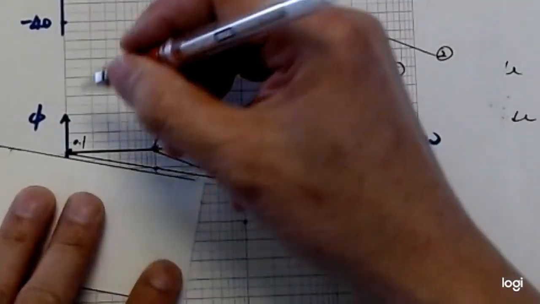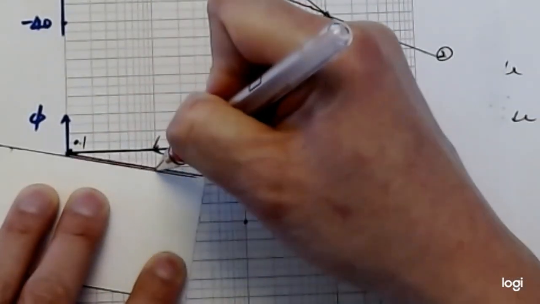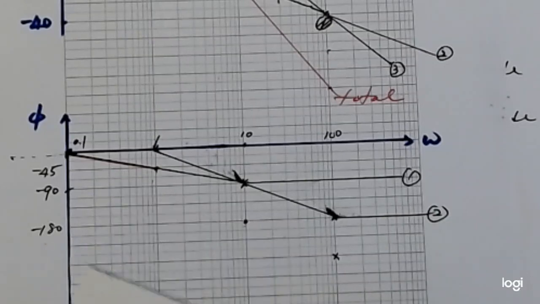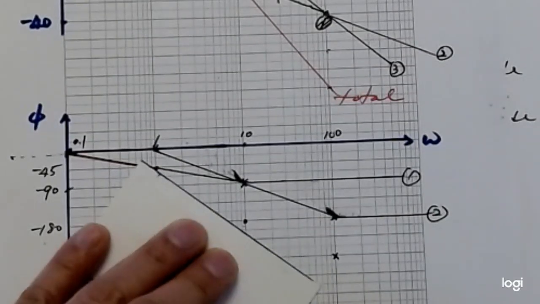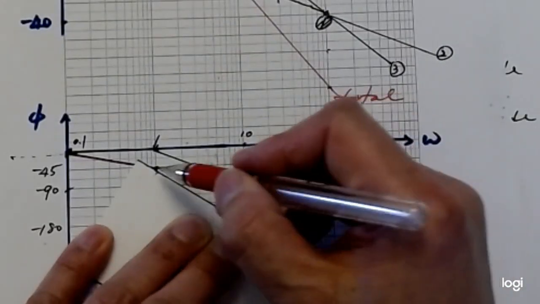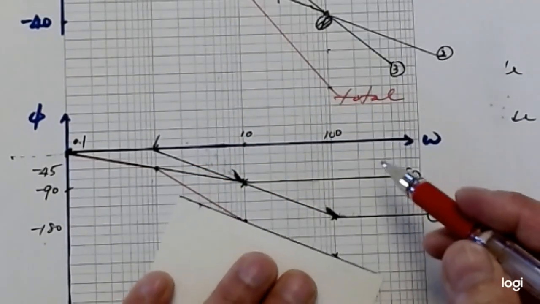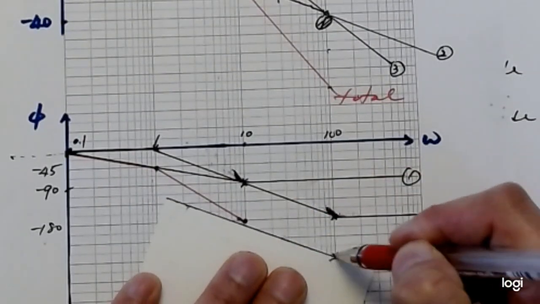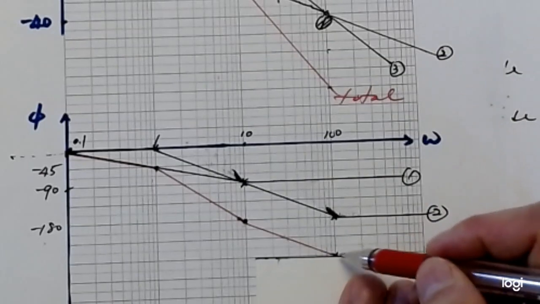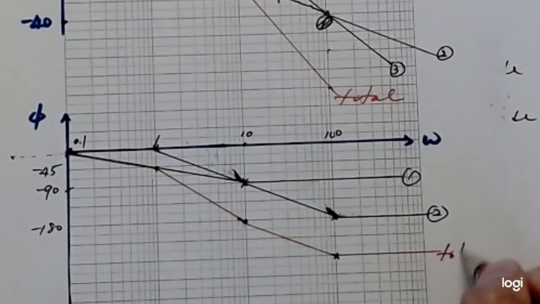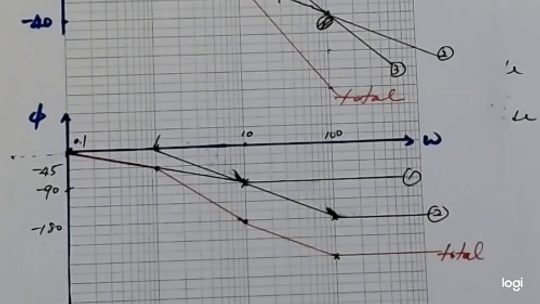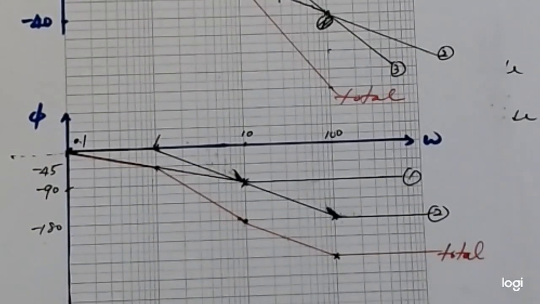Let's put it in red color. And then this point, and then this point, and then minus 270. So this is the total. Okay. So again, you break it into several subsystems, and you know each subsystem's Bode plot. What would be the total? You add them up. Okay.